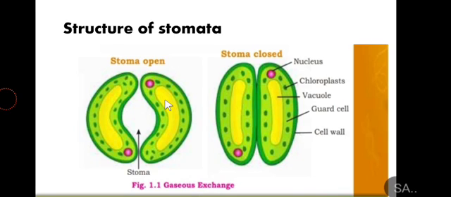Once the cell is turgid, that is, if its vacuole is filled with the cell sap, which is a type of mineral water, then the vacuole is swollen. So the cell is turgid here. When the cell is turgid, the stomata opens up, and when it loses turgidity, then it is closed. So the stoma is closed, and these stomata are closed. Gaseous exchange takes place when the stomata is open.